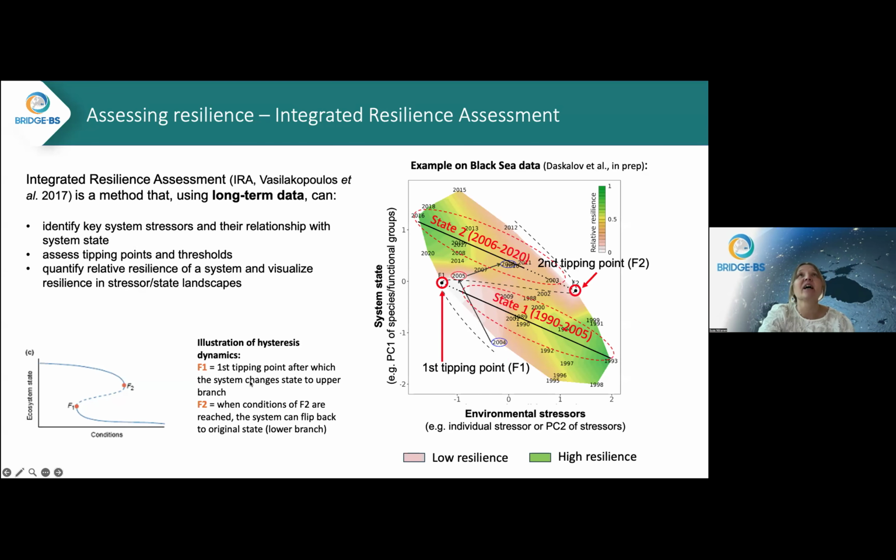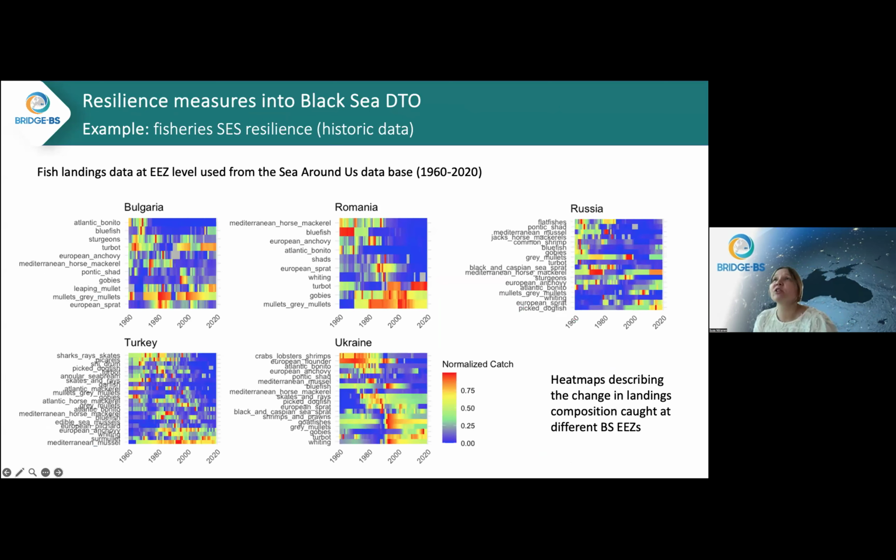So then what we did in Bridge, often we look into things at the basin scale. And that's also what has been done previously when we look into the resilience of the Black Sea. But now we want to look a bit at what happens when we go into the pilot sites. And now we've looked into fish landings across the different EEZs. And why fish landings? Catch is a metric that we often get from statistics. And as Parish already said, we don't have so much data from the Black Sea.